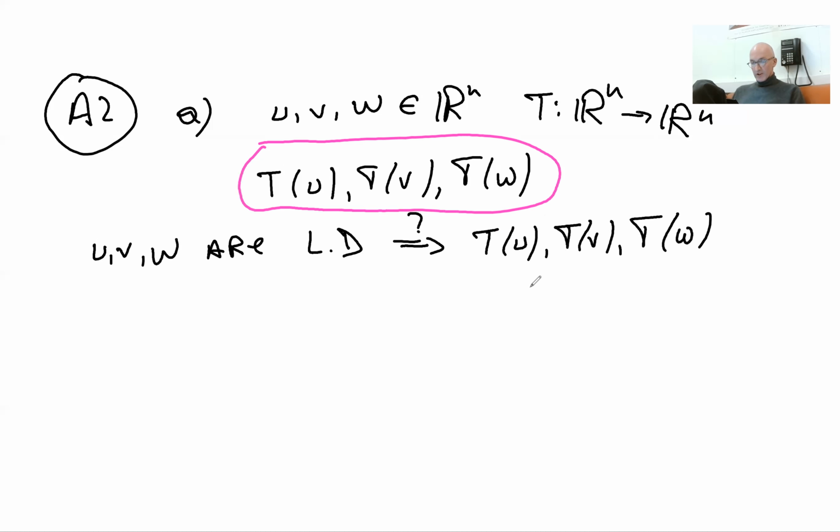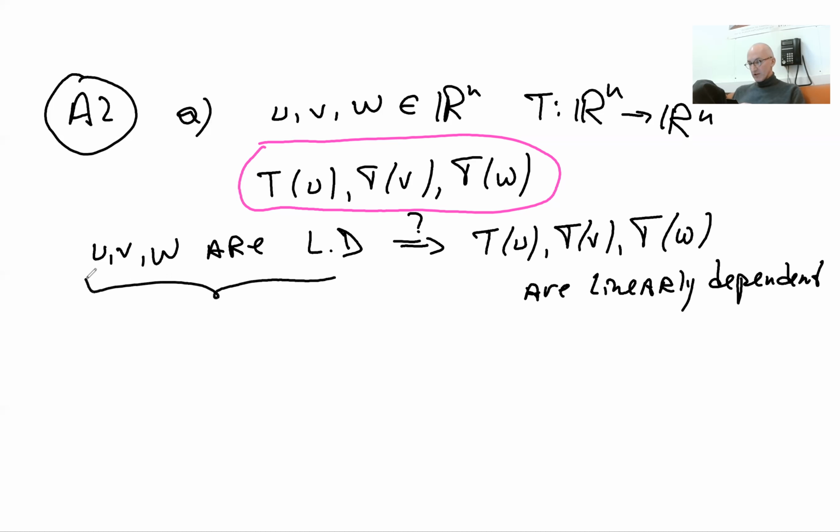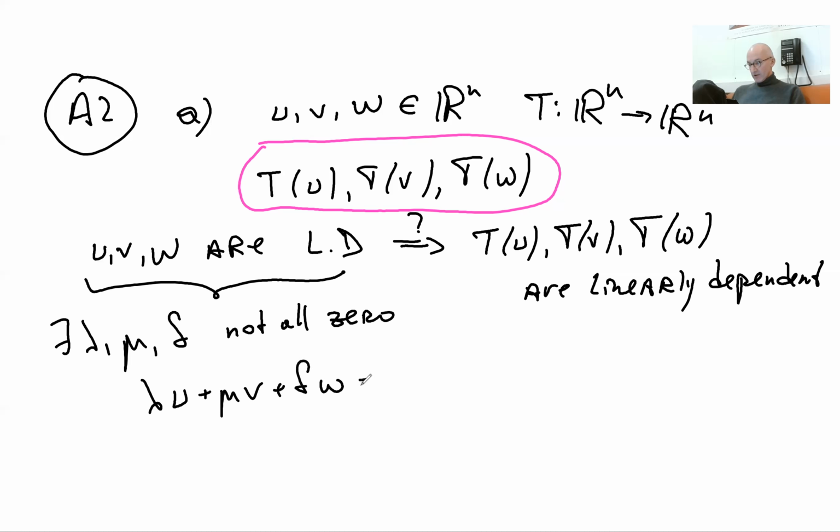Why? By definition, more or less. Indeed. Why is this true? So what does it mean by definition linearly dependent? Okay. This basically means that we can find three real numbers, lambda, mu, delta, such that not all of them are zero, such that the linear combination of u, v, and w is zero vector.